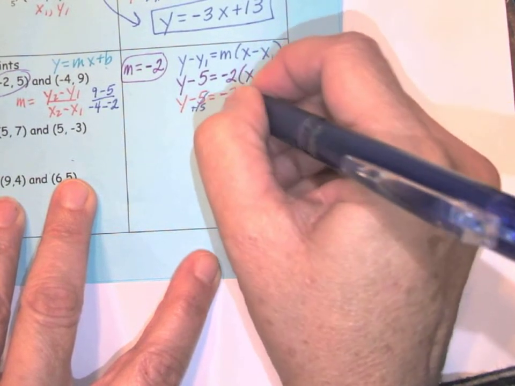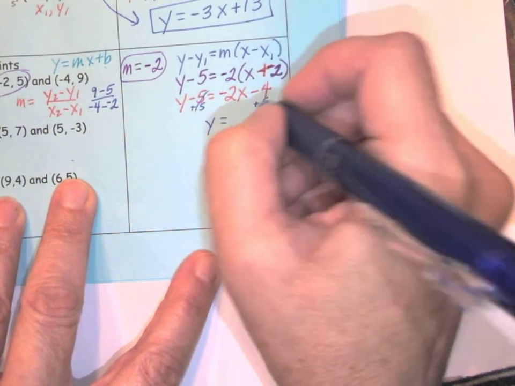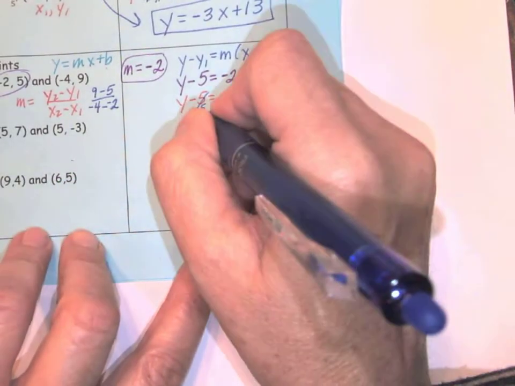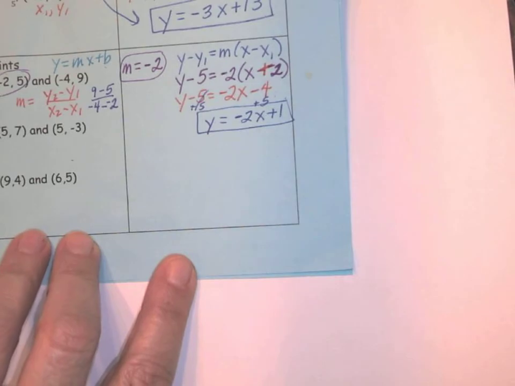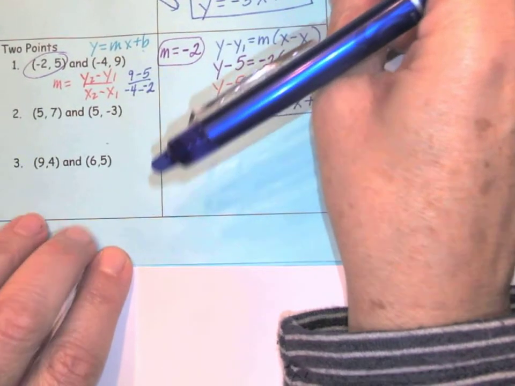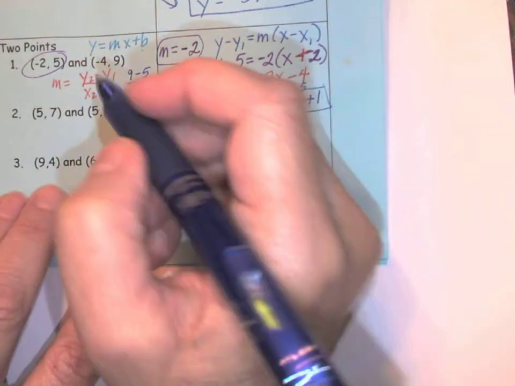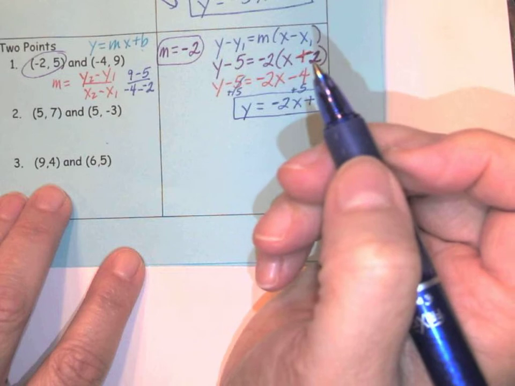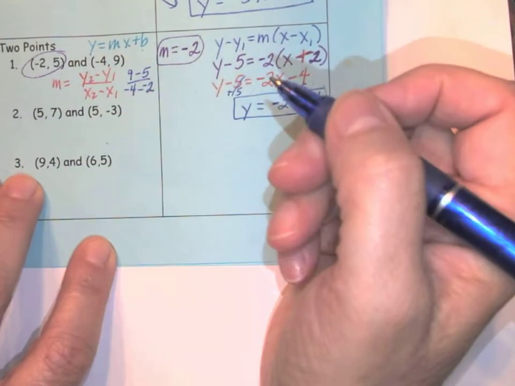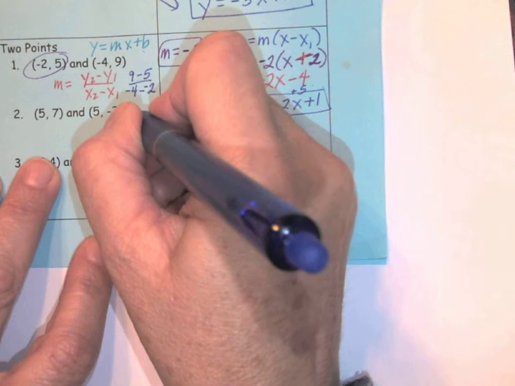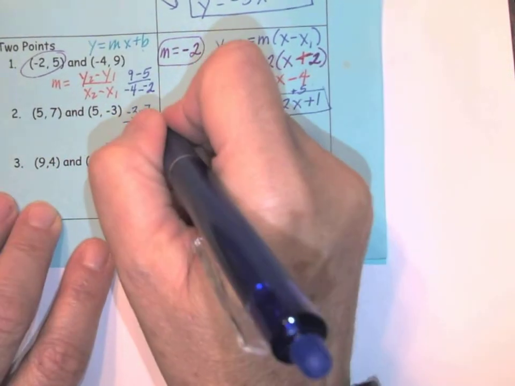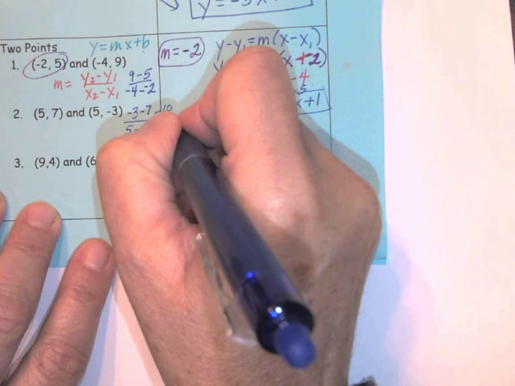Now I can't add it to the x's, can I? So I have to add it to the constant, and I get this, y equals negative 2x plus 1. Let's try it again on number 2. Now, the first thing I do is what? I find the slope using my slope formula. So it really doesn't matter which one of these you start with, but negative 3 minus 7 over 5 minus 5.